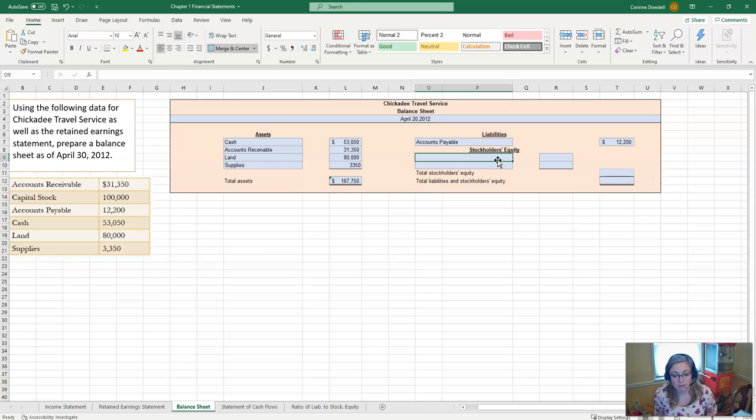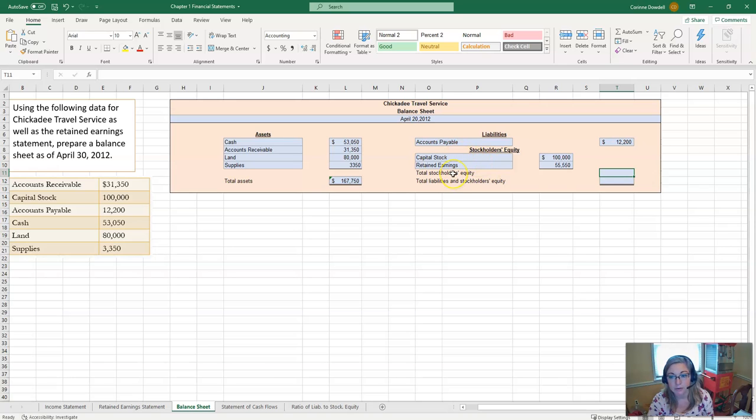And then we have the stockholders' equity section. In stockholders' equity, there are two things we put in there. The first is our capital stock, which we see from our information is $100,000. And then we have the retained earnings. This we're going to pull from our retained earnings statement that we have already completed, and we will plug in that that was $55,550. Okay, so that's why the retained earnings statement needs to be done before the balance sheet.